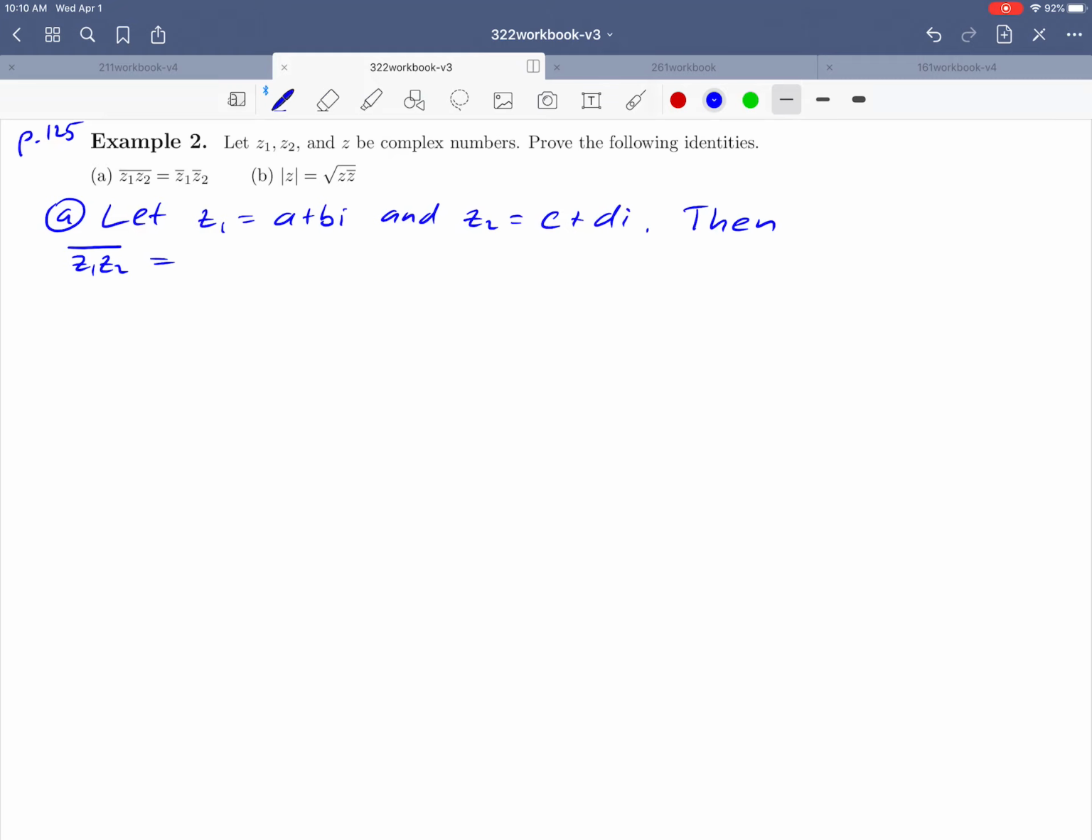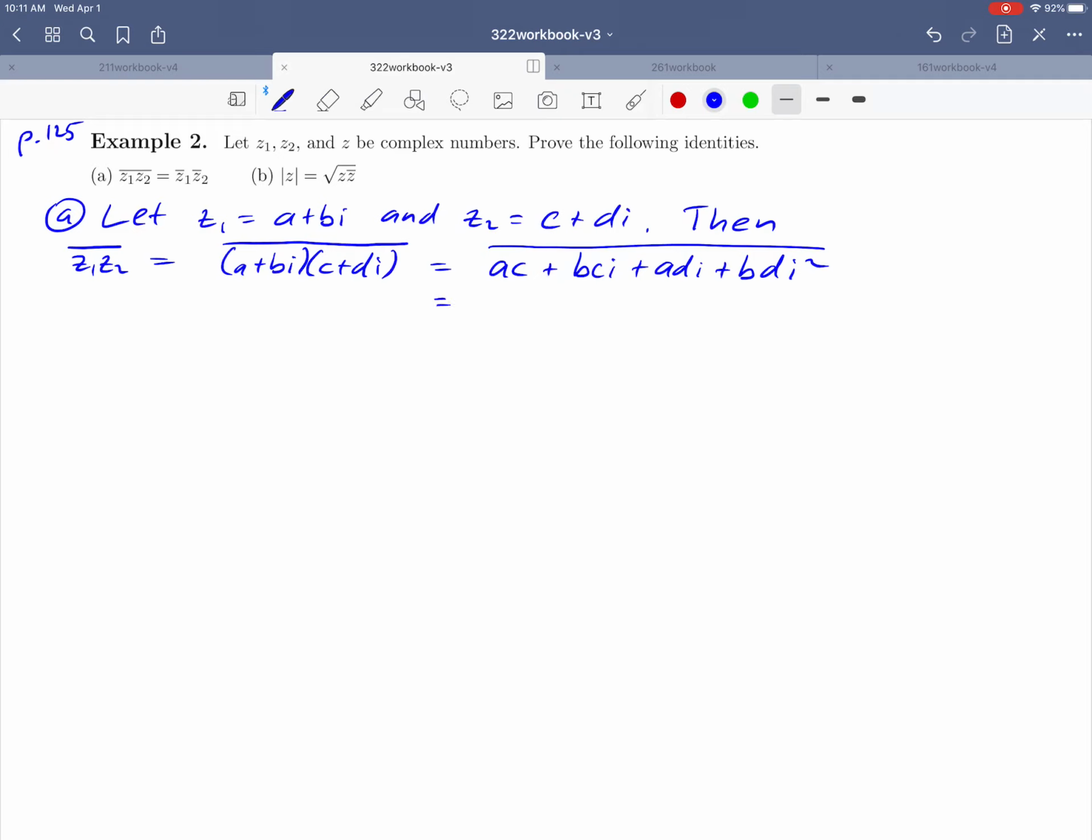Okay, well, by our choices of z1 and z2, this would look like a plus bi times c plus di with a big bar over it. Okay, so we can do some algebra here. And if we actually expand the a plus bi times c plus di, that works out to be ac plus, add the middle terms, that's going to give us bci plus adi, and then finally bdi squared. There's a big bar over all of that.